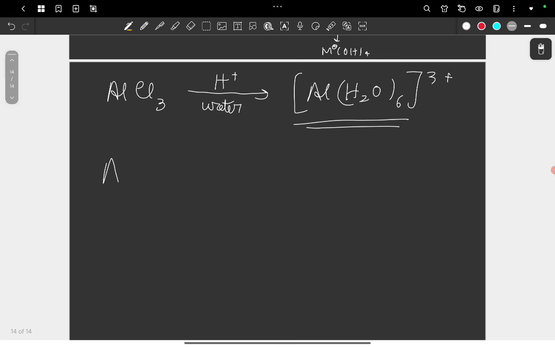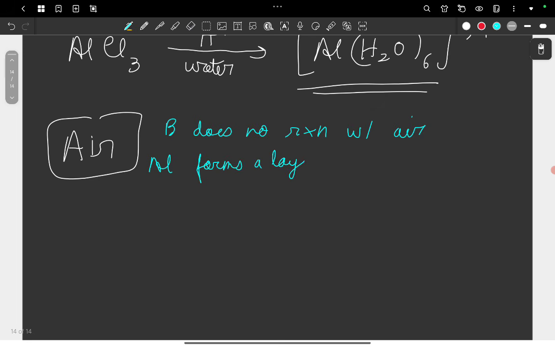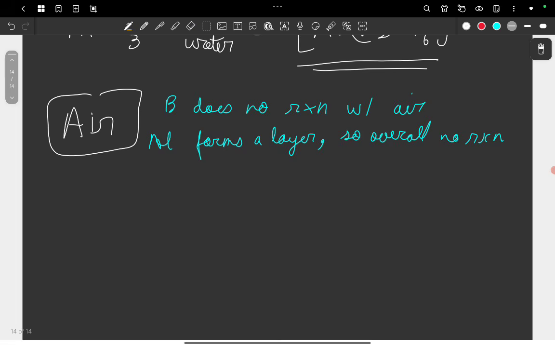Next, let's talk about air. For air, remember that boron does no reaction with air in its crystal lattice, and aluminium forms a layer with air which stops further reaction. Overall, no reaction.